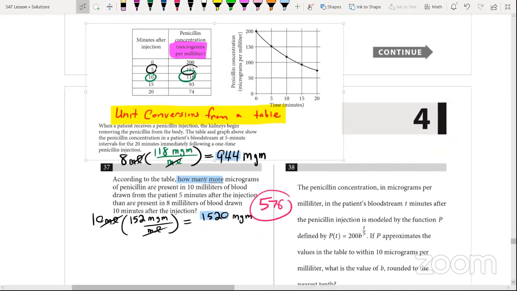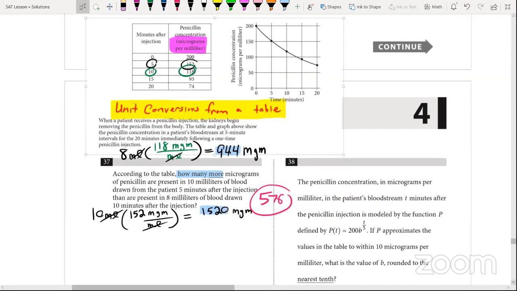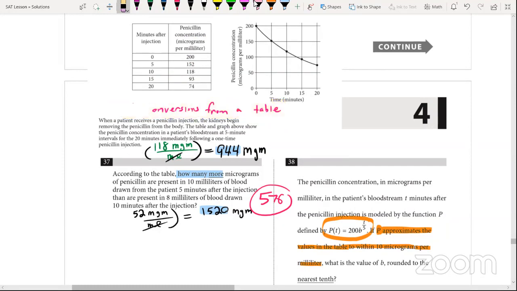So looking at number 38 now. 38 says P, which is the function that they're giving us right here, P approximates the values in the table to within 10 micrograms per milliliter. That sentence tends to intimidate students, but all it's saying is that the P function, 200b to the t over 5, goes with the table. In other words, values from the table can be plugged into that function. That's what they're really saying.